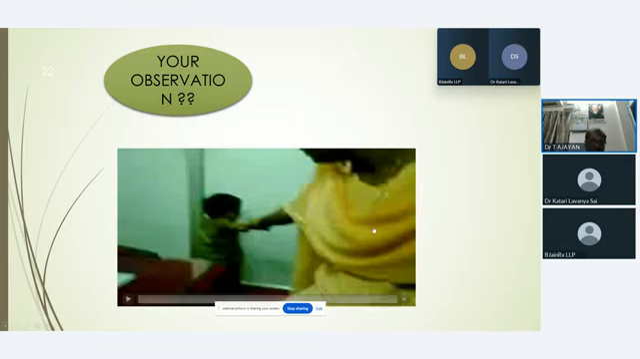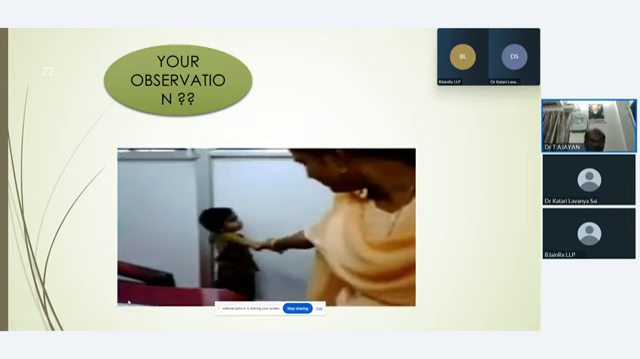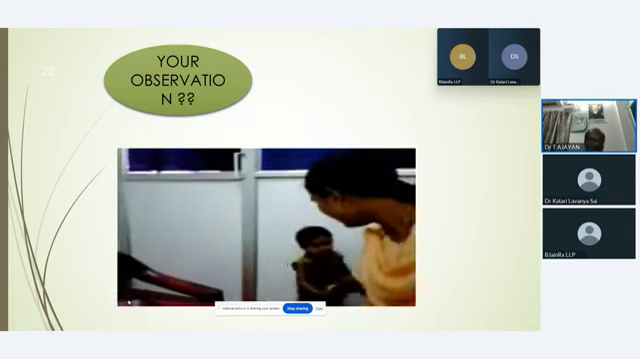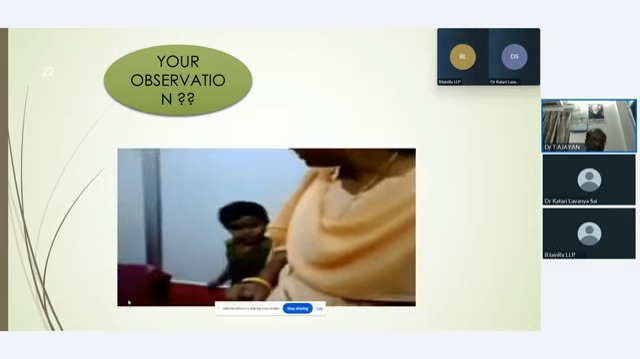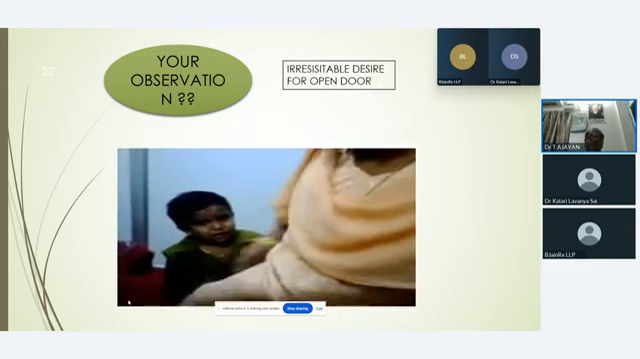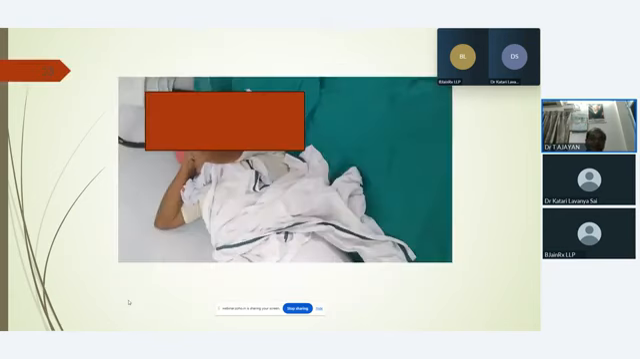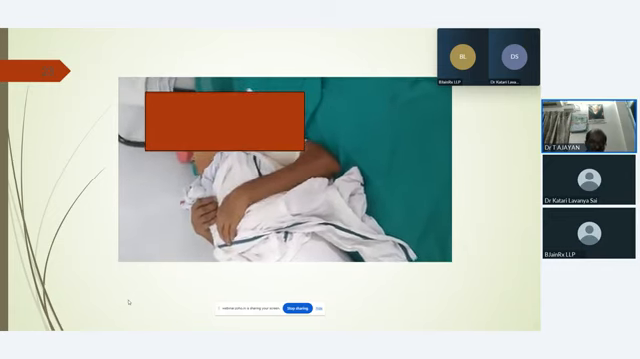Okay, I'll discuss later. Here is another case of chronic constipation, a child. We are entering the room, and the child's presentation is like this. Now look here, near the door, when we try to open the door, the child is crying. That is an irresistible desire to open the door. It's another case, a positional vertigo.